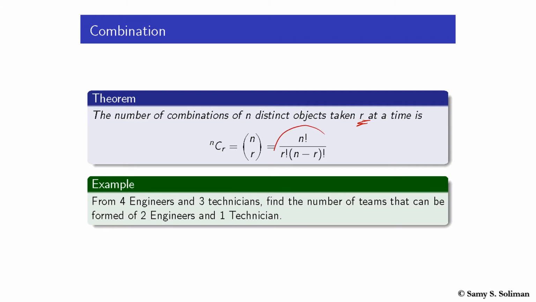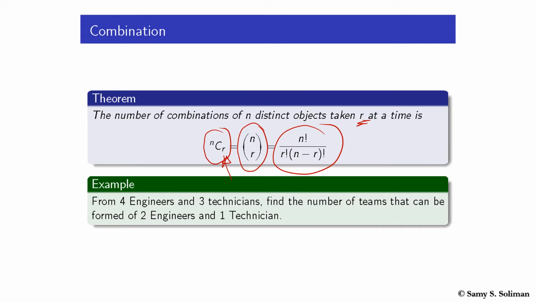So the total number of ways to achieve this is n factorial divided by r factorial times n minus r factorial. So this is what we call a combination of r objects chosen from n objects. Sometimes we use the symbol nCr, or sometimes we use the binomial expression or the binomial notation as written here and as we used in the previous definition.